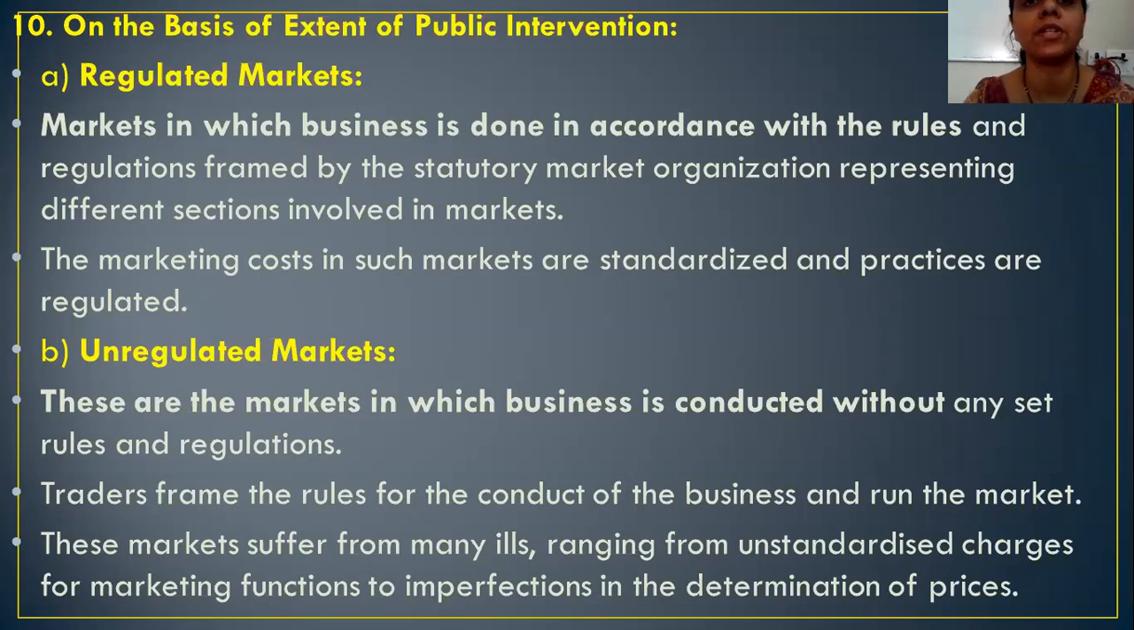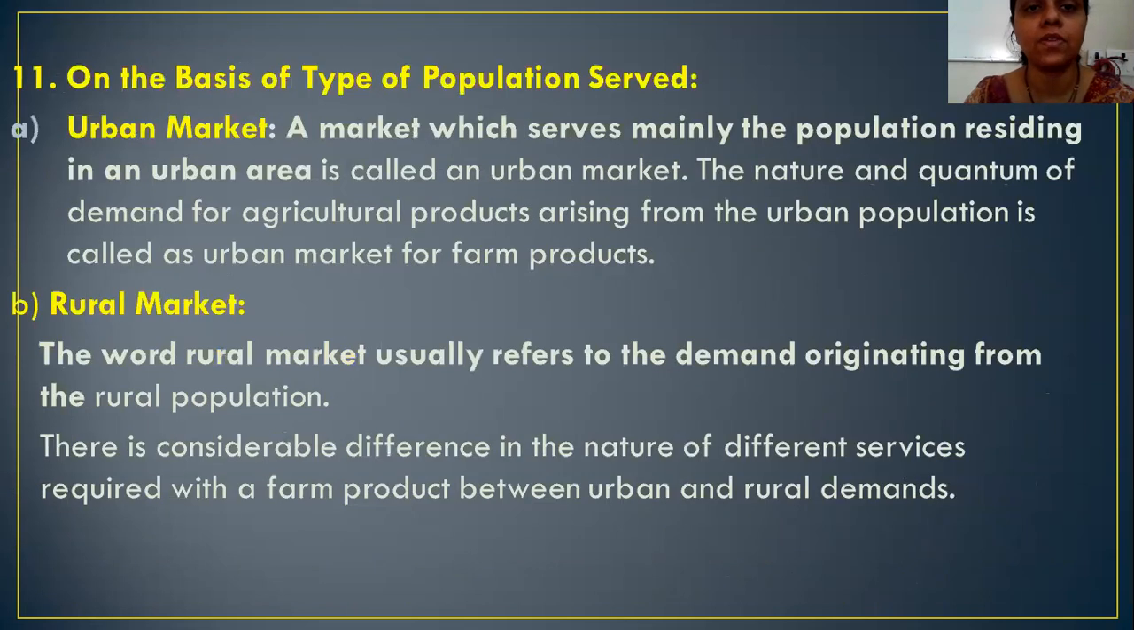And price determination is also not done properly. So these are the different lacunas in which type of markets? Unregulated markets. So as compared to unregulated markets, regulated markets are more beneficial to farmers. Then on the basis of type of population served, two types of market: urban market and rural market. What is urban market?